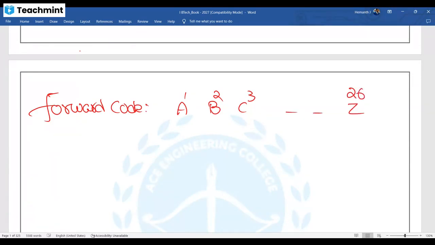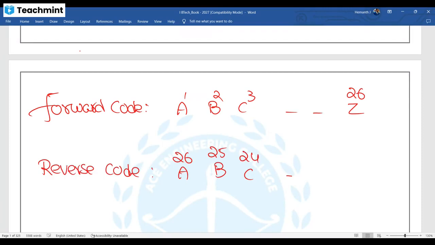See, in questions, they may use another logic called reverse code. What is this reverse code, sir? Assigning values from back to front. A is 26, B is 25, C is 24, and so on up to Z value 1. Sir, again you are assigning a big task for us. Remembering the forward code itself is a difficult task. Don't worry, you don't need to remember the reverse code. If you know forward code, I'll give one trick now, and you can get reverse code easily.